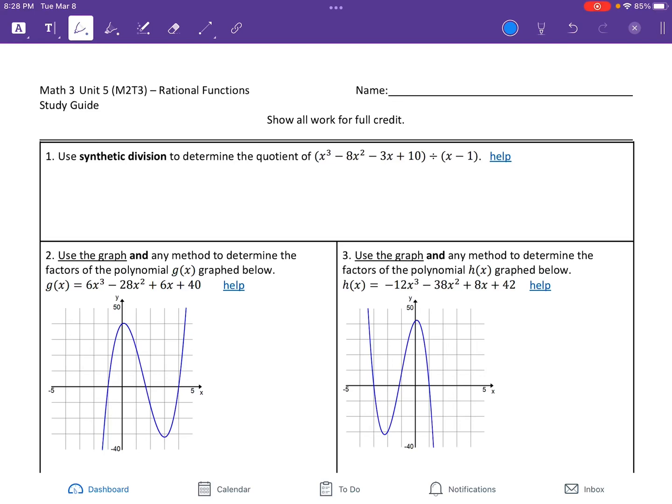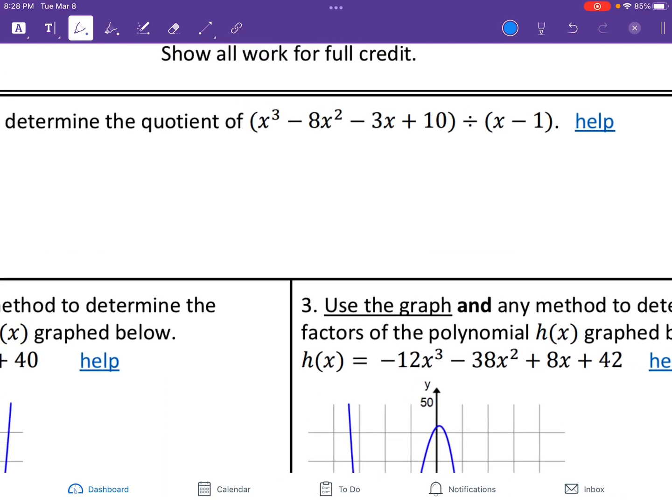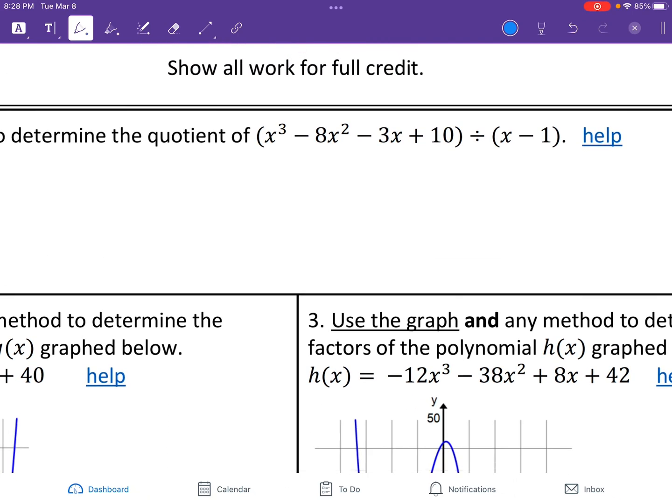So this is the review key for Unit 5. The first one is a review from the first unit. This is also going to be on the test. What we have to do is divide our polynomial by one of the factors. So we're going to take our factor here of x minus 1, set it equal to 0, and solve for x, which is going to be 1. That's the number that goes in our little box.